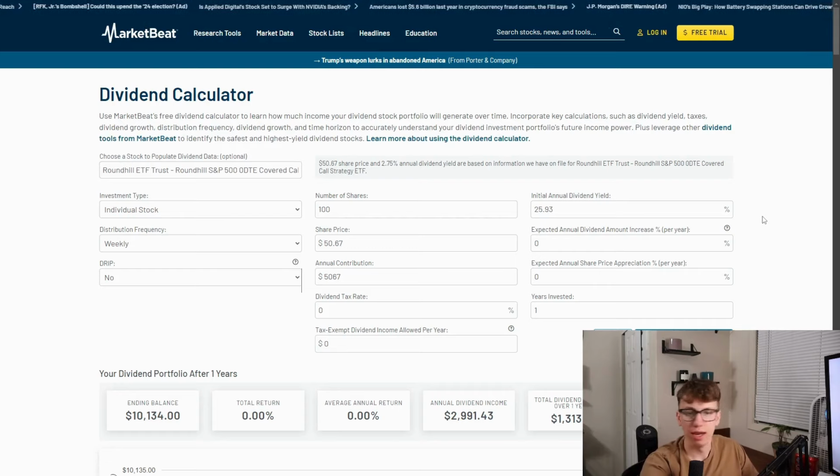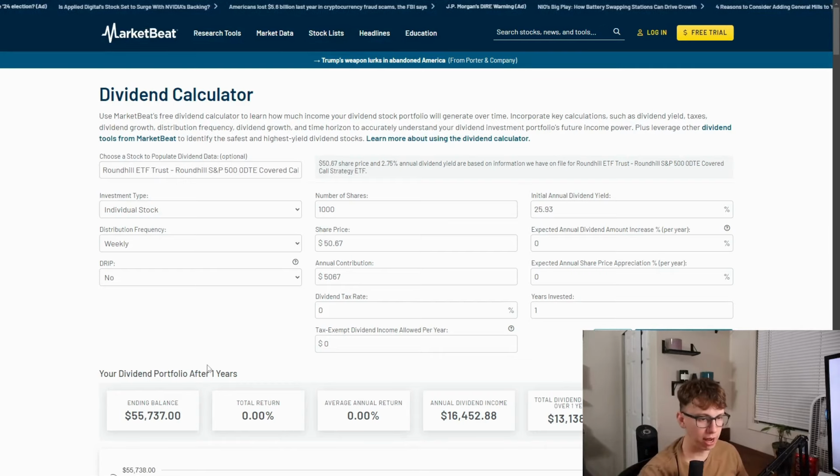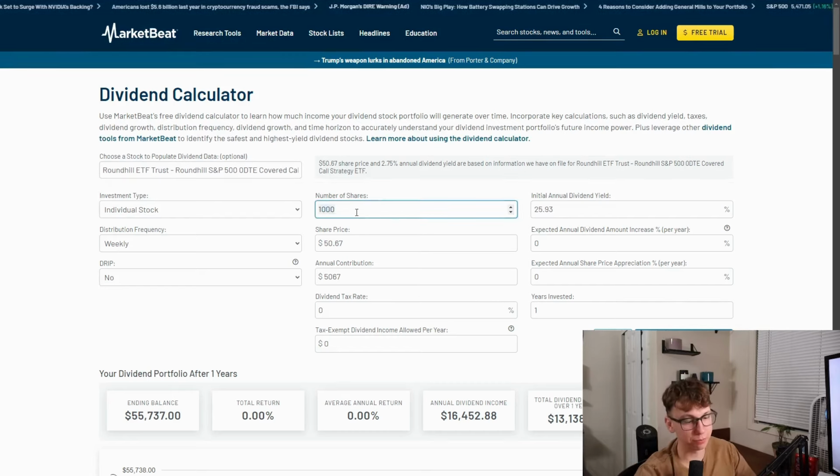It's not too high. It's not too low. So we're going to go with $60,000. That's what I'm going to use. So we're going to jump into that. So let's jump from 100 to 1,000 shares and see how this number changes. And it is a big difference. We now have $56,000 invested after 1 year, and our annual dividend income is $16,452. Still not even close to what we need, but it is pretty phenomenal.